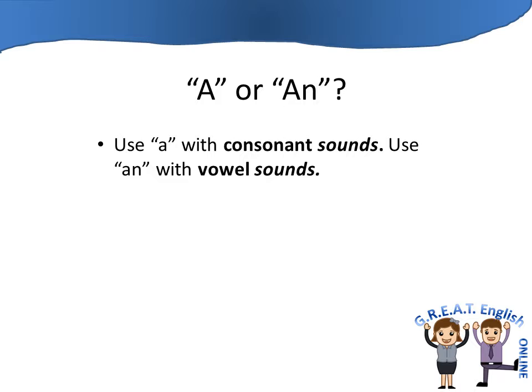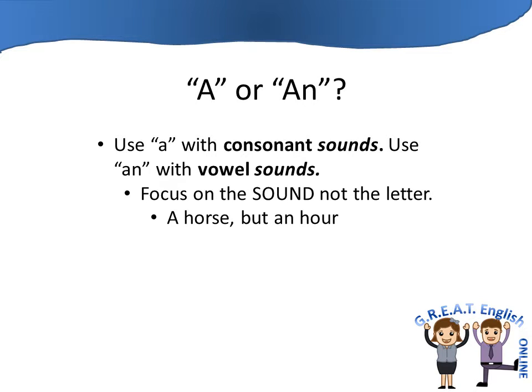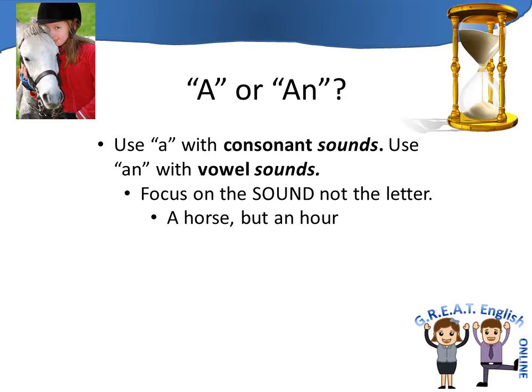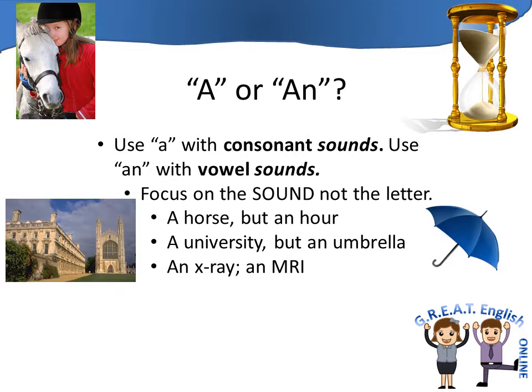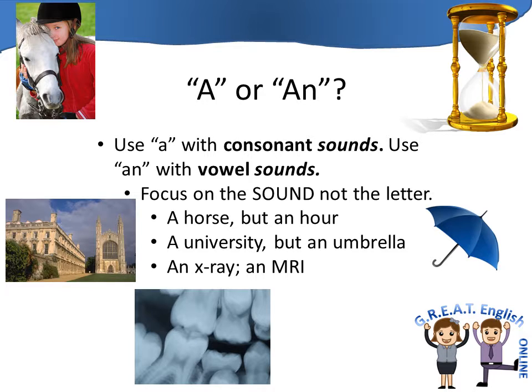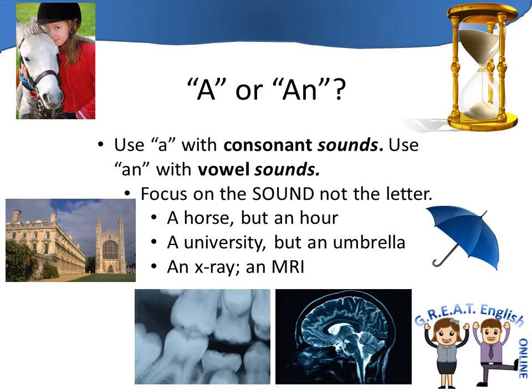Just as a reminder, we use a with consonant sounds and an with vowel sounds. It's important to remember that it is the sound and not the letter that is important. For example, we say a horse, but an hour. We say a university, but an umbrella. And we say an X-ray, an MRI. So it is the sound that you have to listen for and not the letter.